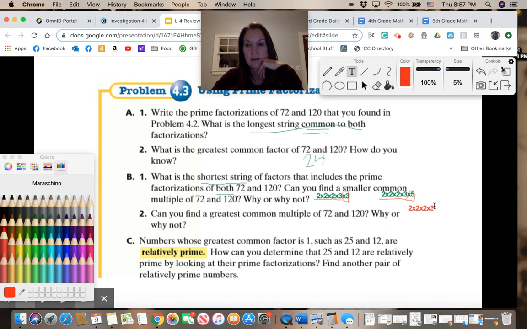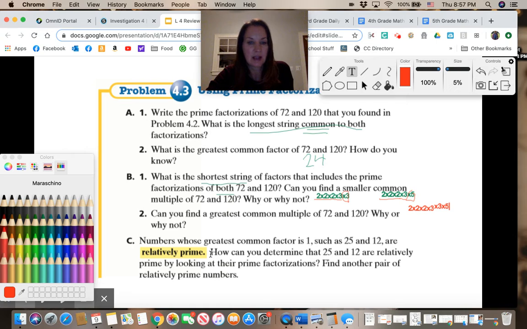So you would have to include another 3 and another 5. So the answer would be 2 by 2 by 2 by 3 by 3 by 5, and that would be equal to 360. And that would be the least common multiple. Can you find a greatest common multiple of 72 and 120? No. Why not? Because numbers go on forever.